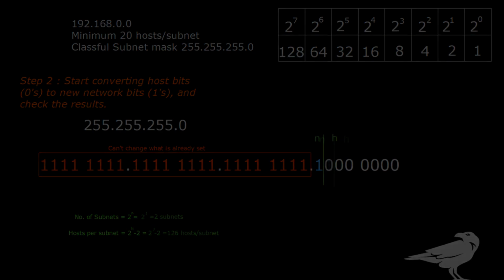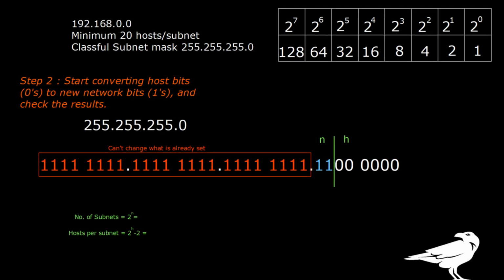So let's try converting the next binary 0 to a binary 1 and see what happens. Now we've got 2 new network bits, or 2 to the power of 2, which is 4 new subnets. Okay, cool, but we're after the number of hosts. Let's see what that equals. So we're at 2 to the 6, because we've got 6 binary zeros left behind, and whatever that is, minus 2.